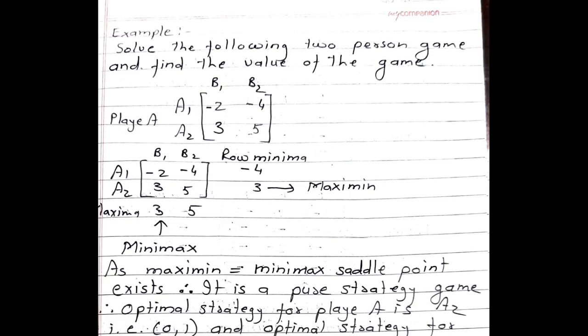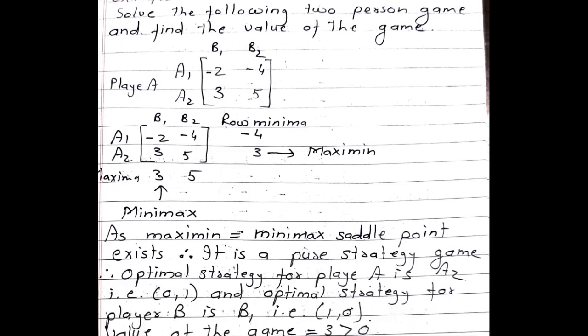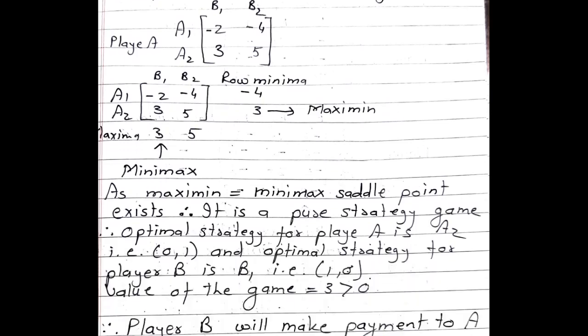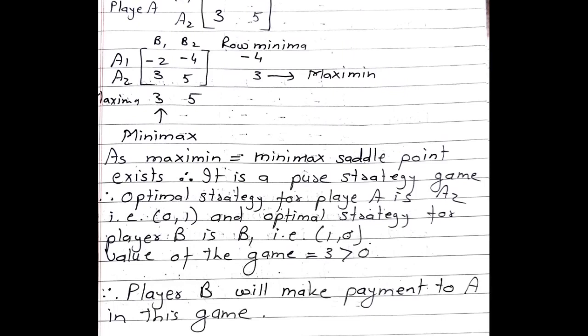Therefore, optimal strategy for player A is A2, that is 0-1, and optimal strategy for B is B1, that is 1-0. And value of the game is 3, which is positive. Therefore, player B will make payment to A in this game.